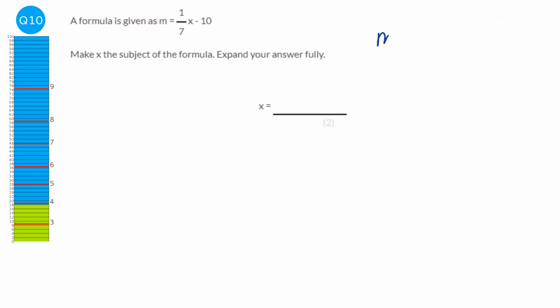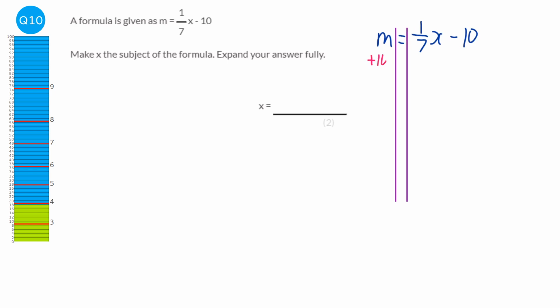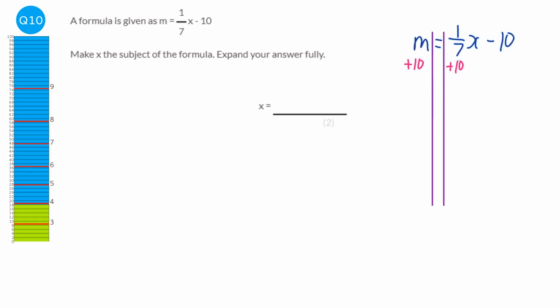So I'm going to start just by writing out the equation, and I can put my lines in. We're asked to make x the subject, so first of all we're going to add 10 to both sides. I'm just going to move all this over a little bit so I've got a bit more space. So we're left with m plus 10 on the left hand side, and we've got 1/7 x on the right hand side. Now to get rid of the 1/7, I can just times both sides by 7.